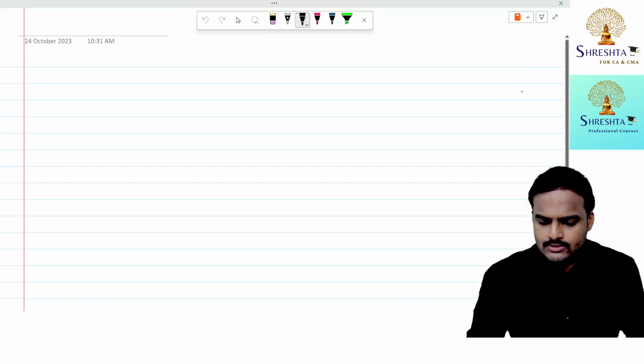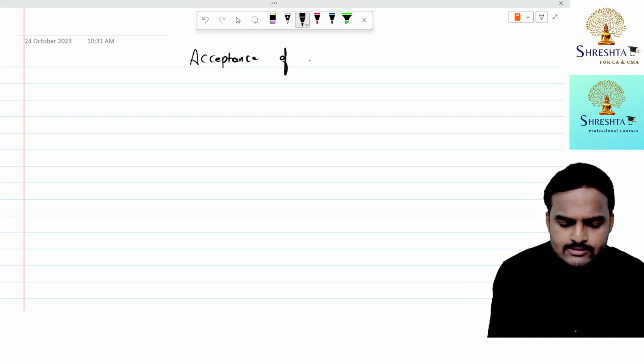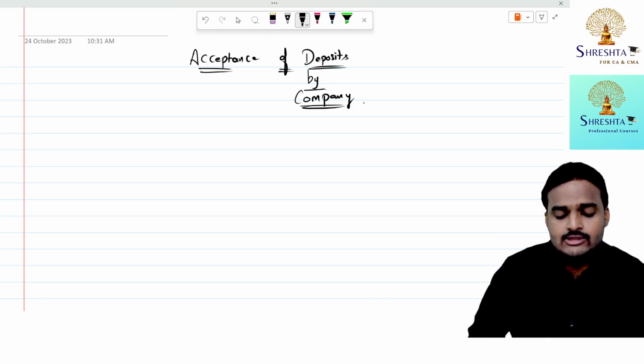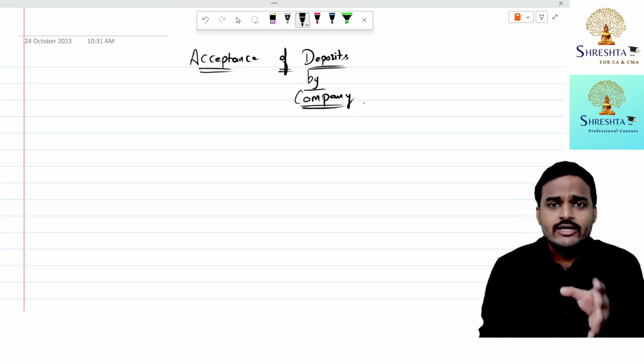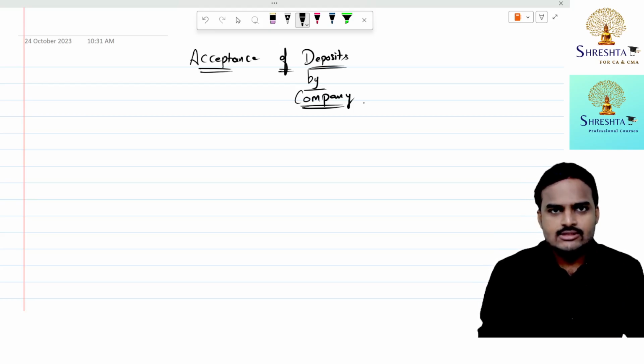New chapter: acceptance of deposits by company. Many students take this chapter with a wrong interpretation. They think that this chapter is about public deposits. No, this is not public deposits. This is deposits by the company.